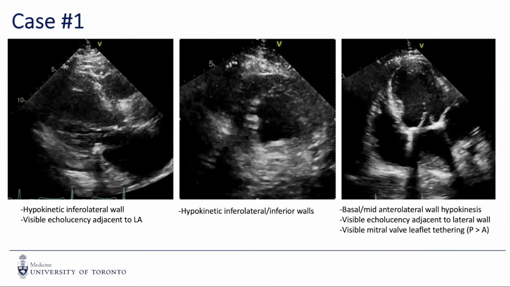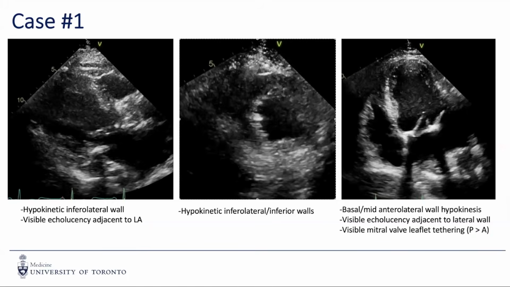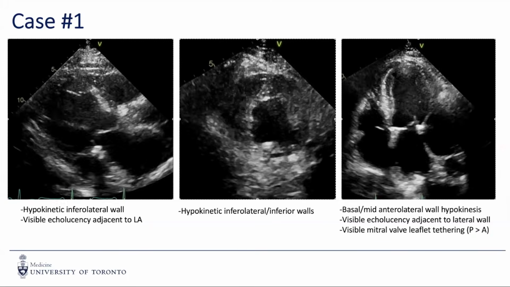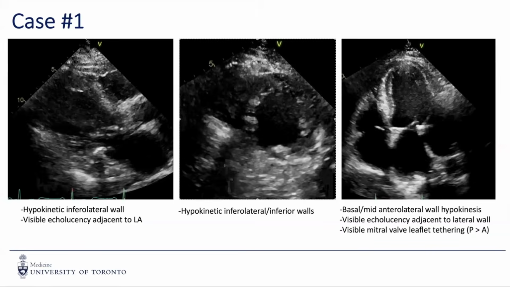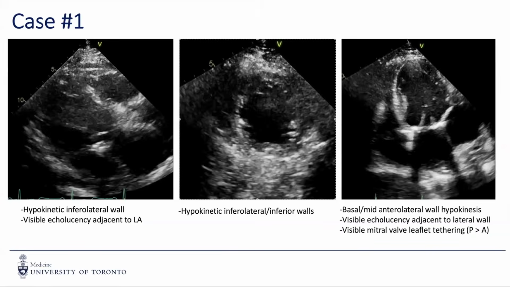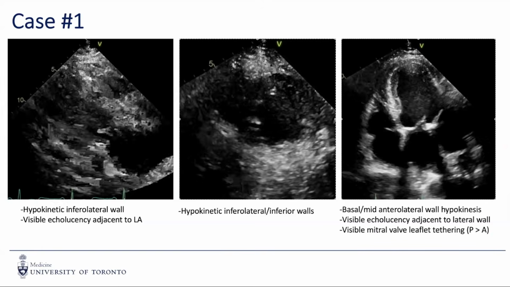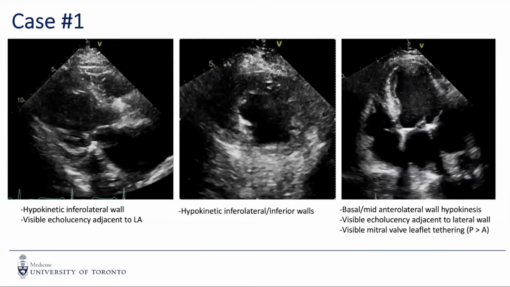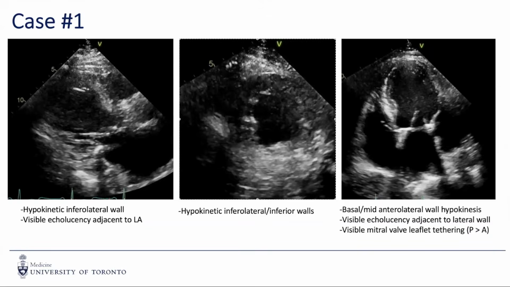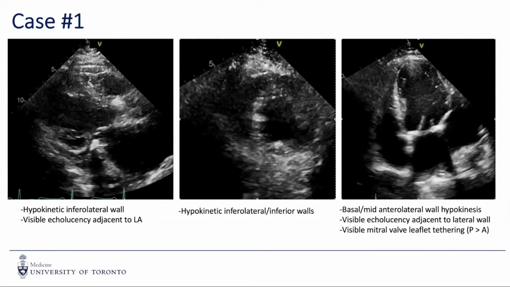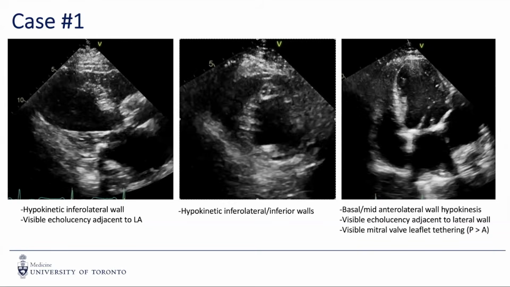This was the echo that they had. You can appreciate how on the left, the infralateral wall seems to be hypokinetic. And you can appreciate how there's an echolucency that seems to be coming in and out of view adjacent to the left atrium. That's better appreciated on the right. And you can clearly see there's a big area of almost like an echolucency adjacent to the lateral wall there.